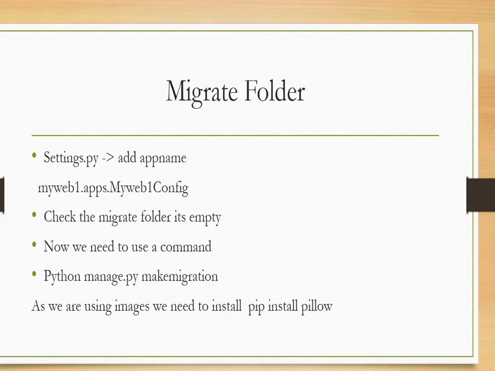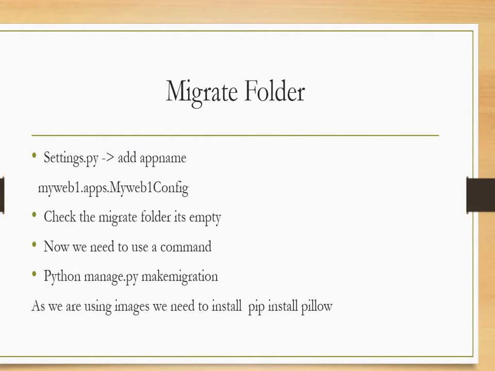So once this is done, I need to go to settings.py, and there I have to provide an app name, that is myweb1.apps.Myweb1Config. So here instead of myweb, you can give the app name you have given. Here I have given the app name as website, website.apps.WebsiteConfig. Now once this is done, you can go to your PyCharm. There you can check that the migrations folder will be empty. Now once all this procedure is done, you can go to the command python manage.py makemigrations.